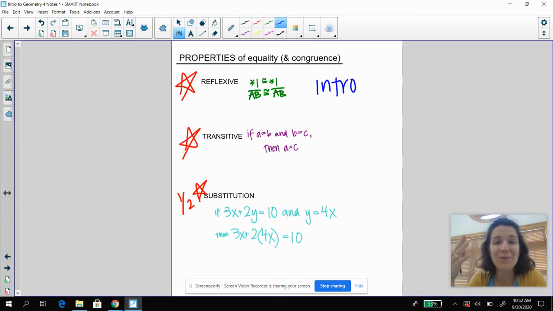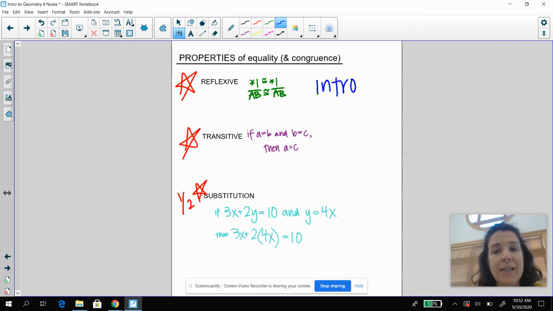Line segment AB is congruent to line segment AB. You're done. Now the transitive property: we talked about transitivity with logic, and now we can talk about transitivity in terms of equality or congruence. So if I know that A is equal to B and B is equal to C, then I know that A is equal to C.